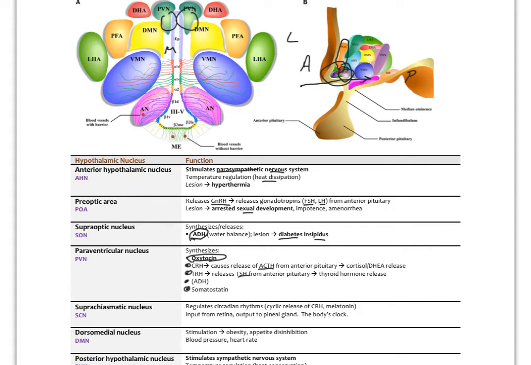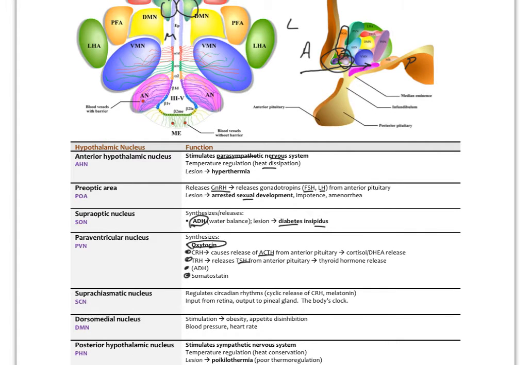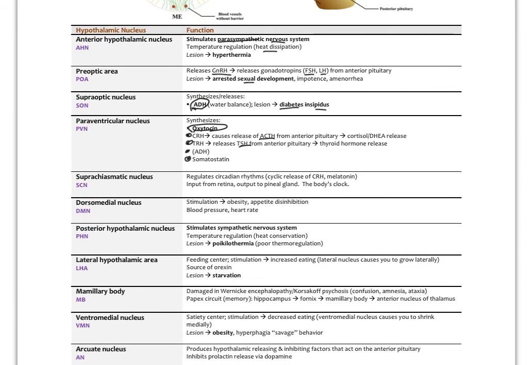Suprachiasmatic nucleus, SCN, I mentioned that. It is found way in the front here, in this little region, and it's connected to the optic nerves. There are little fibers that connect back and forth. The SCN is, as I mentioned before, your primary circadian clock. So it regulates all of your body rhythms, your 24-hour rhythms. A lot of these hormones we'll see from the hypothalamus and pituitary are actually released in a 24-hour rhythm. Some of them, like thyroid and the ACTH, which regulates cortisol, are highest in the morning, and then they go down in the afternoon. So that's the suprachiasmatic nucleus.